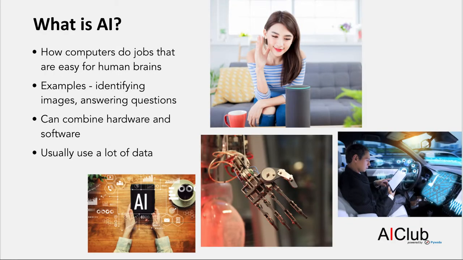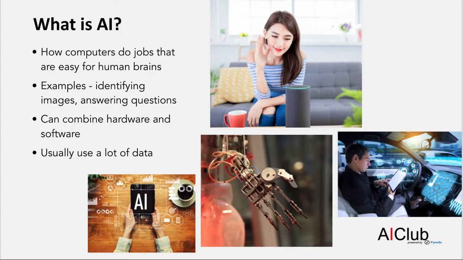Now, next, what is artificial intelligence? Artificial intelligence is the field of computer science that helps computers do jobs that are easy for human brains. This could be things like identifying images, answering questions, understanding language, understanding and responding to emotions, things like that. Now, artificial intelligence is usually written a lot in software, but it also has some very special hardware like GPUs. So typically, artificial intelligence can combine either software and your regular computer, or it can combine software and specialized computers that have been built just to do artificial intelligence better.